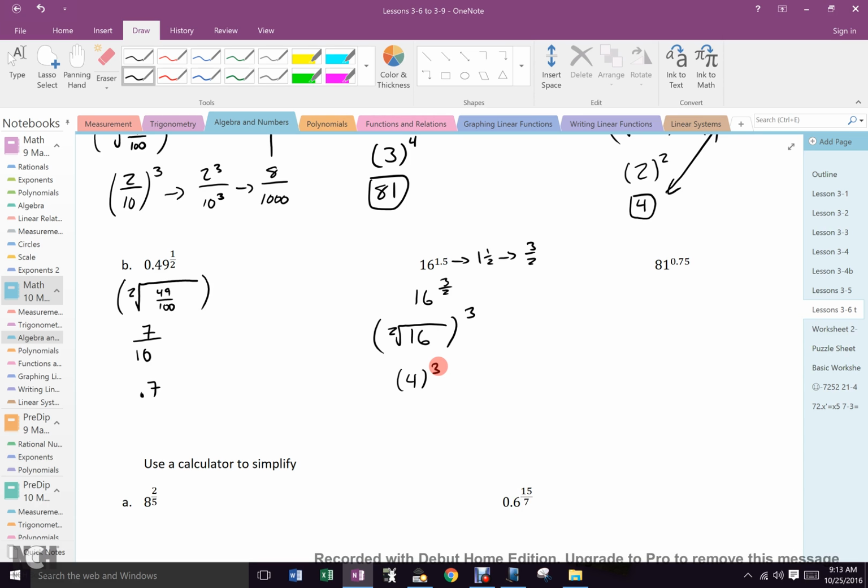You should memorize the first cubes. 64. You guys do that one.